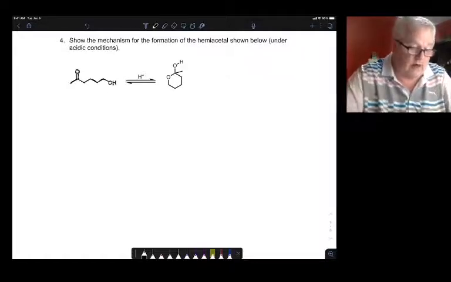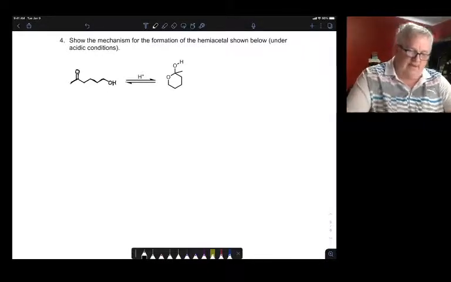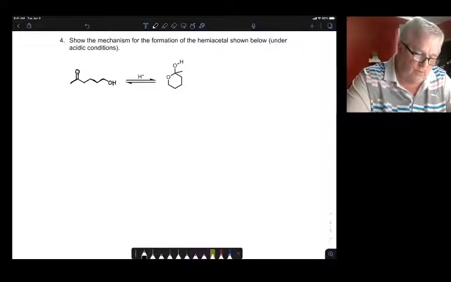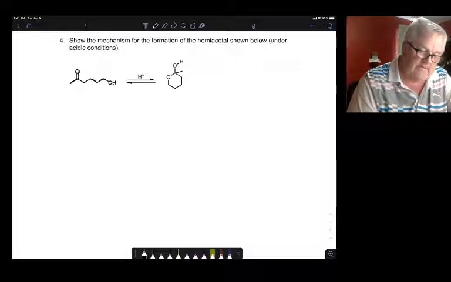Okay, let's try number 4. I think I can do it all. I don't have to move it to more room. I should have enough room to do this. This tells us to show the mechanism for the formation of the hemiacetal.